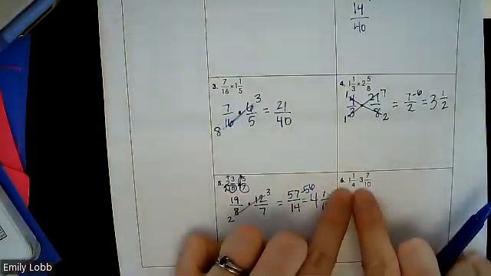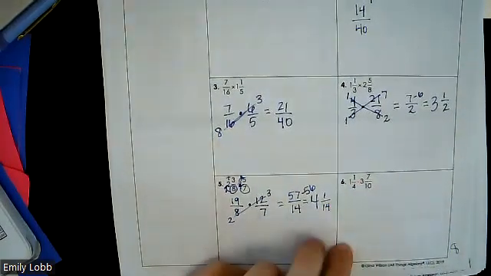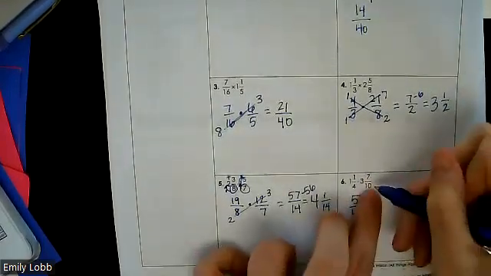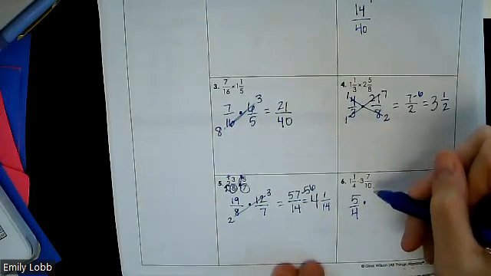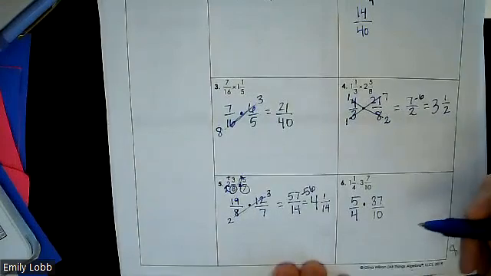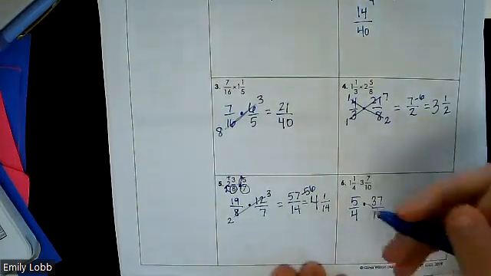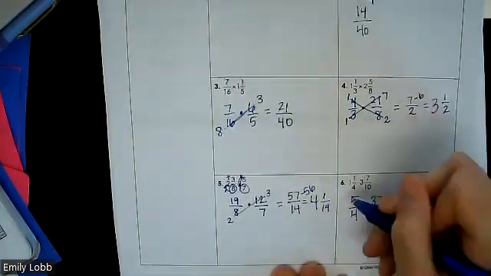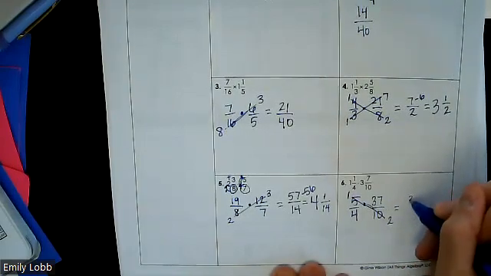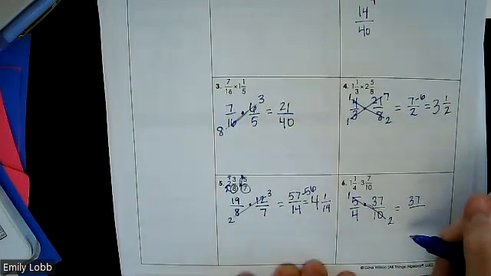All right, same thing here. 4 times 1 is 4, plus 1 more makes 5 fourths, times, what's 10 times 3? 30 plus 7 is 37. Now, I can't do anything across this diagonal. What about this one? 5. What's 5 divided by itself? What's 10 divided by 5? 2. So I have 1 times 37 and 4 times 2.